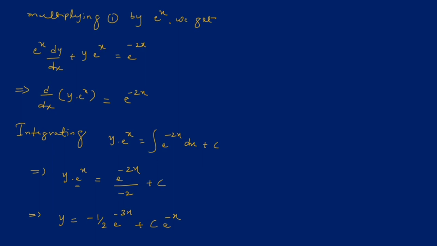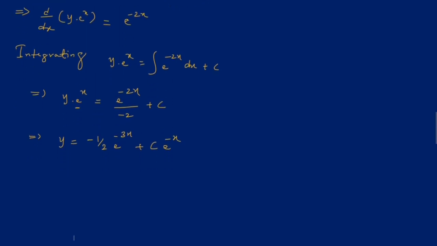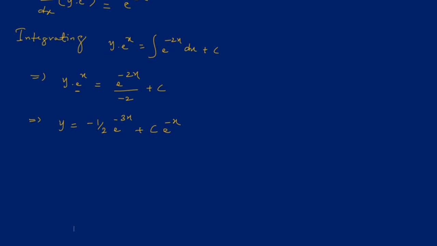This is nothing but our required solution, that is y equals minus 1 by 2 e to the power of minus 3x plus c into e to the power of minus x. Got it? What we have done here: initially we found the integrating factor first, later multiplied by that integrating factor and integrated it. Finally we get the required solution.